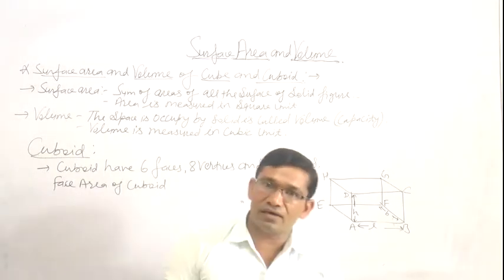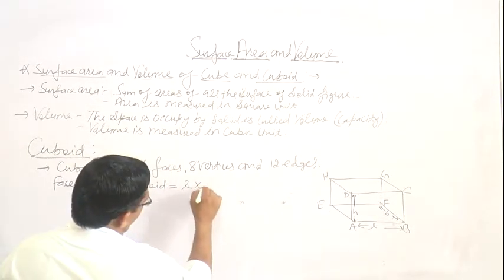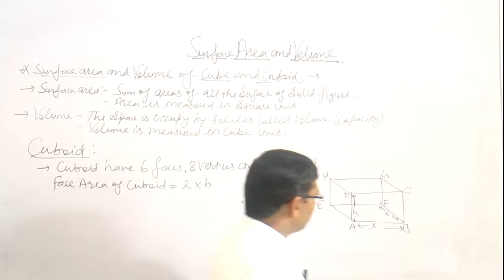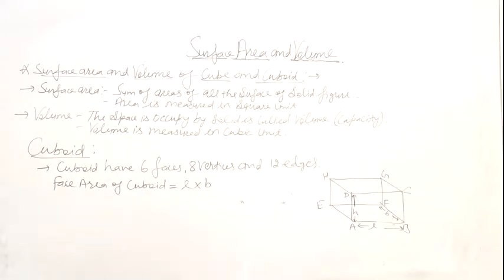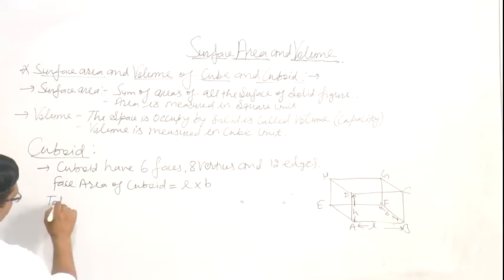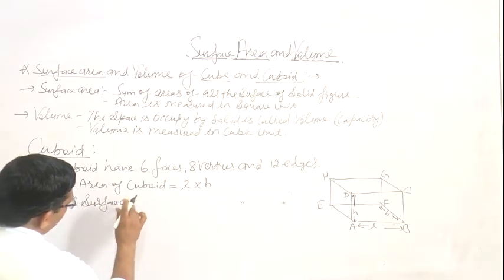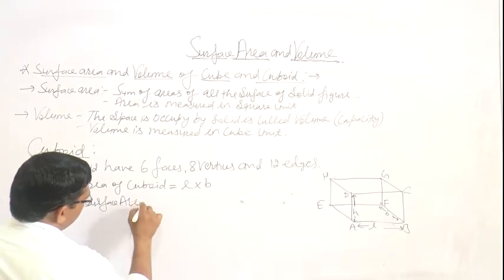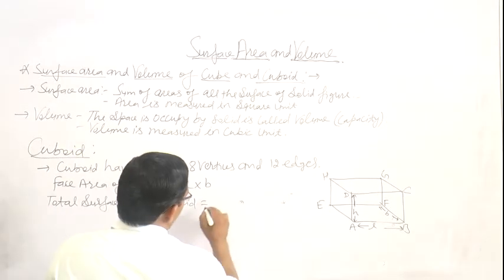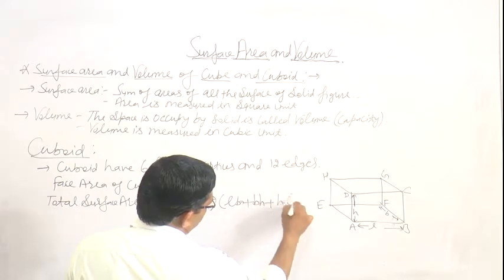Because cuboid has rectangular faces, the face area of a cuboid is equal to the area of a rectangle. It means length multiply breadth. Face area of cuboid is length multiply breadth. Then total surface area, this is known as TSA. That is 2 multiply LB plus BH plus HL.